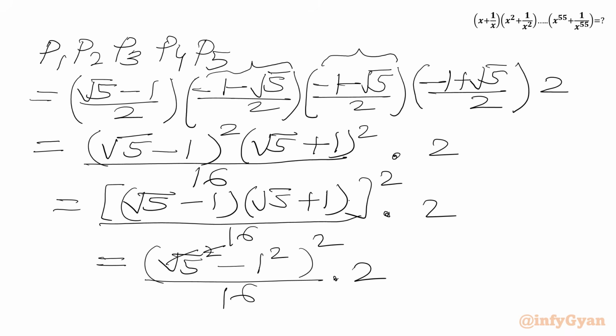Root and square will get over. 5 minus 1 is 4. So we will get 4 square over 16 times 2. So these two terms will get over. We are going to get the product of one cycle only, that is nothing but 2.